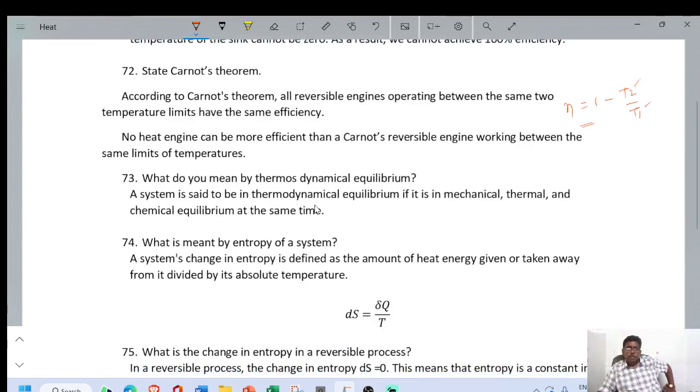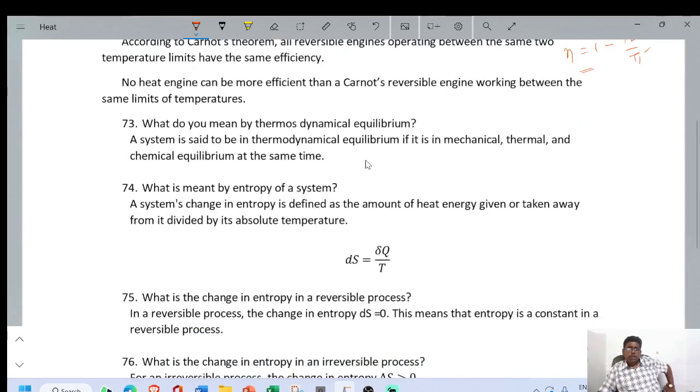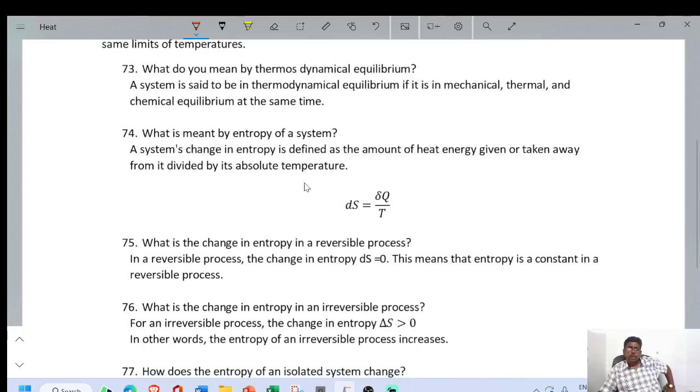What do you mean by thermodynamical equilibrium? A system is said to be in thermodynamical equilibrium if it is in mechanical, thermal, and chemical equilibrium at the same time. What is meant by entropy of a system? A system's change in entropy dS is defined as the amount of heat energy given or taken away from a system divided by its absolute temperature.